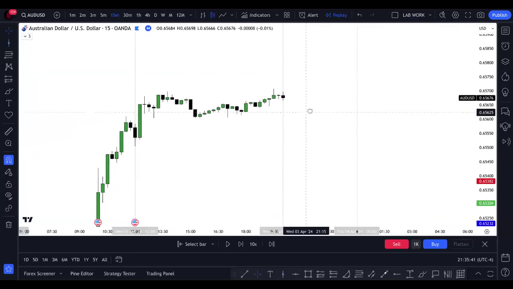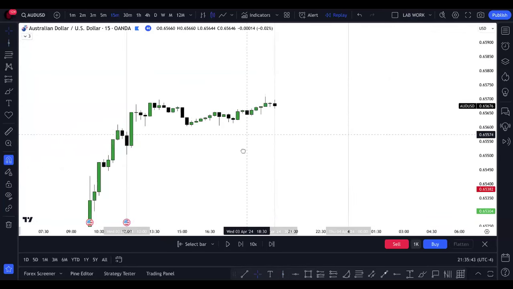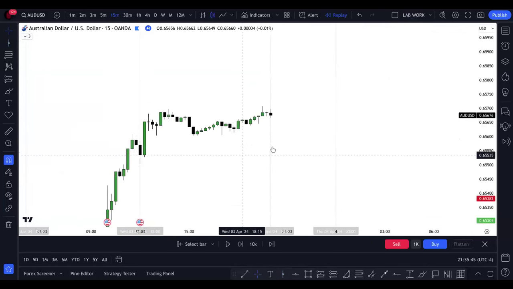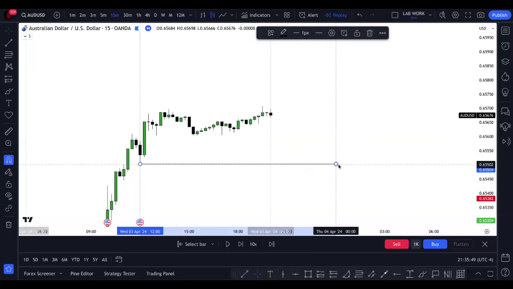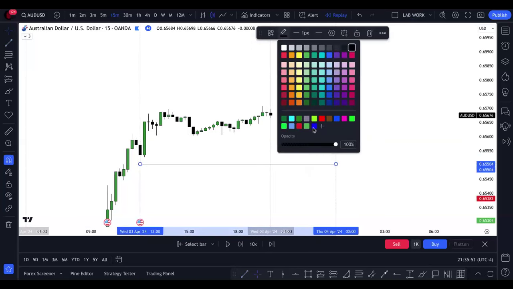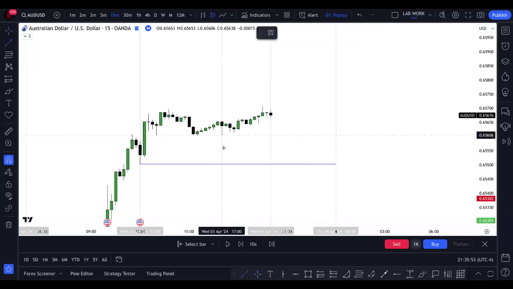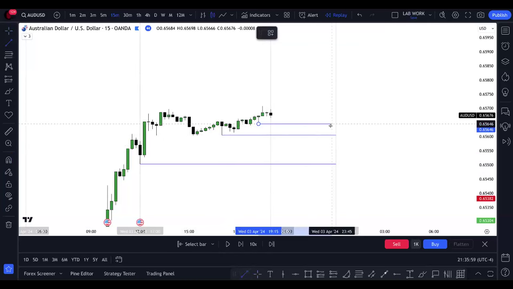There we go. So this dead zone is a lot larger compared to the other dead zones for the London and New York model. For the Asian model, the dead zone is a lot larger. A lot larger. So that's sell side here. This is sell side here. And this is sell side here.